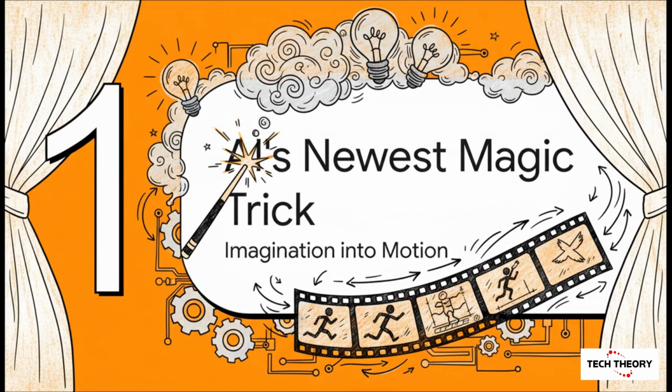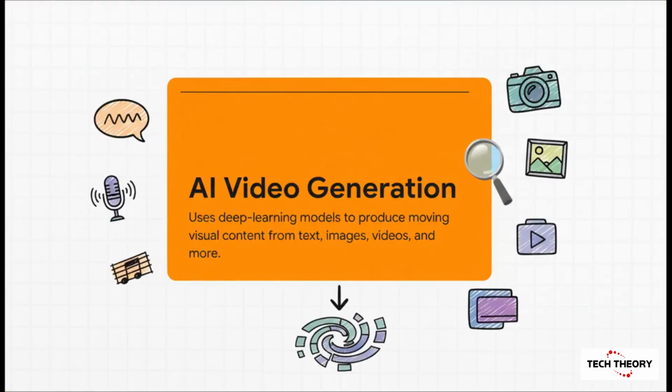All right, so let's pull back the curtain on what feels like AI's newest magic trick. How does it actually take what's in your head and put it into motion on a screen? Okay, so at its heart, AI video generation is all about these super advanced deep learning models. You can think of them as AI brains that have been trained on just an insane amount of data. And it's not just about text prompts either. You can feed them images, other videos, even music, and they can use all of that to create brand new visual content, whether you want something that looks totally real or cool stylized animation.